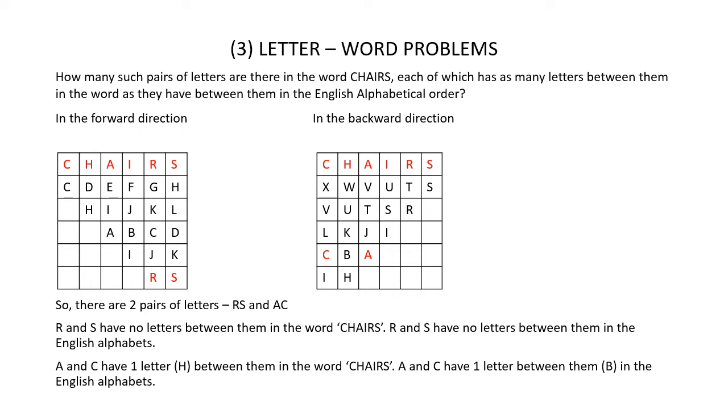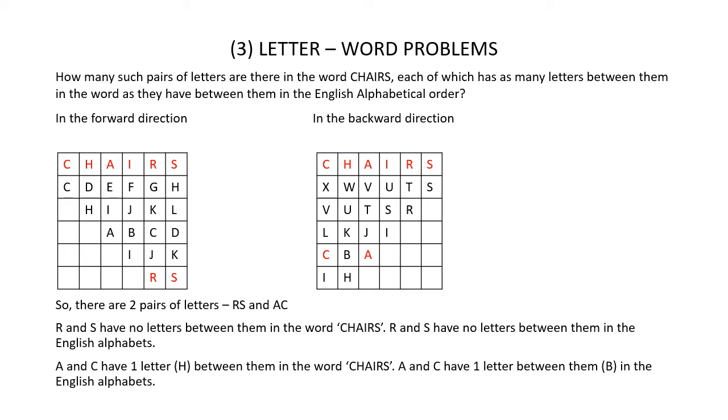So first we'll start with C. After writing C, write the letters that come after C in the English alphabet. So write C, D, E, F, G and H. Now compare these letters with the letters in the word CHAIRS. You'll see that D does not match with H, E does not match with A, F does not match with I, G does not match with R, and H does not match with S. So in this row, there is no answer pair as required. So let's move on to the next letter of the word CHAIRS, which is H.